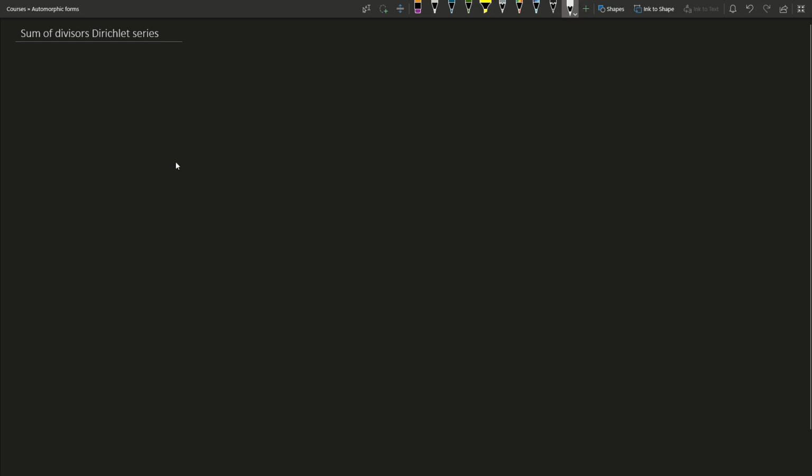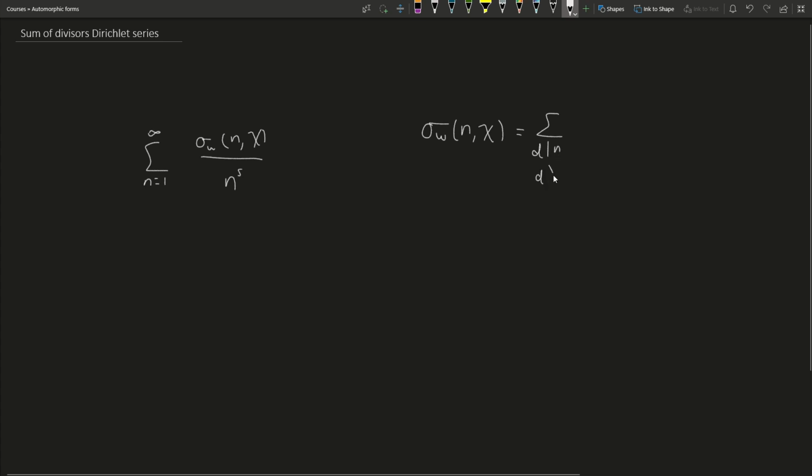So we're going to talk about this Dirichlet series, the sum n from 1 to infinity of the sum of divisors function, sigma sub w and chi, will be a Dirichlet series in s. So recall that the sum of divisors function, sigma sub w and chi, is defined to be the sum over the positive integer divisors of n, and the terms are going to be chi d to the w.